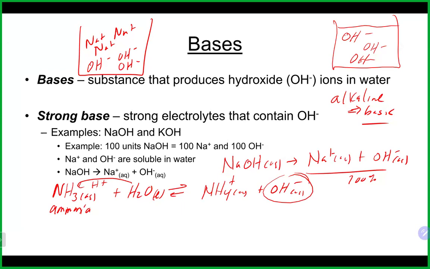It is way weaker of a base than sodium hydroxide because all sodium hydroxide has to do is go for a swim. You got a bunch of OH minuses. Ammonia's got to go find a water, do a little reaction, and it's a weak electrolyte, which means it's not going to produce as much hydroxide, but it will still be able to do so. And again, that's why it's still considered a base. Any questions on that there?